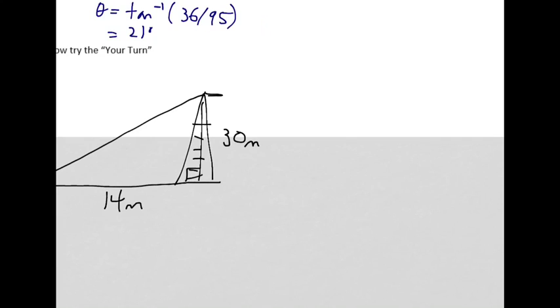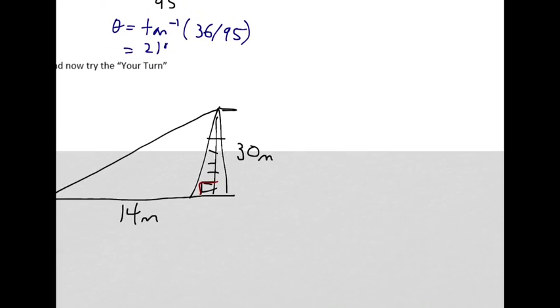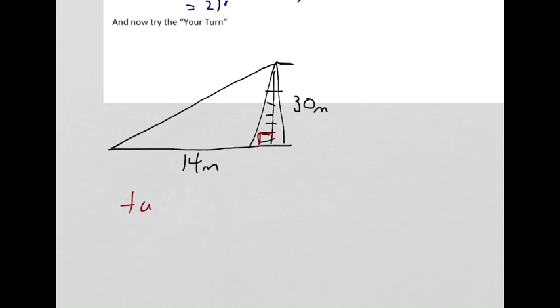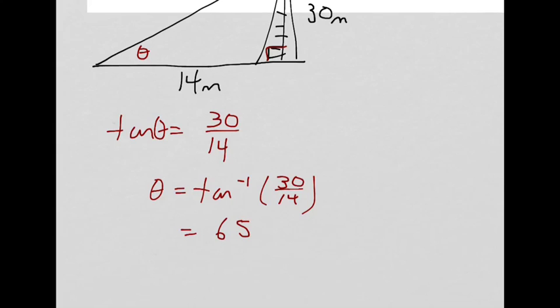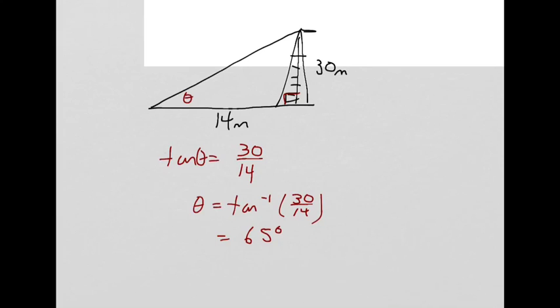Well, again, since this is a 90-degree angle here, we can use the tangent ratio. So tan of our angle here, theta, is equal to 30 over 14. And to solve for theta, we just arctan the other side, arctan 30 over 14. That gives us 65 degrees if we round to the nearest degree. Okay, so 65 degree angle.